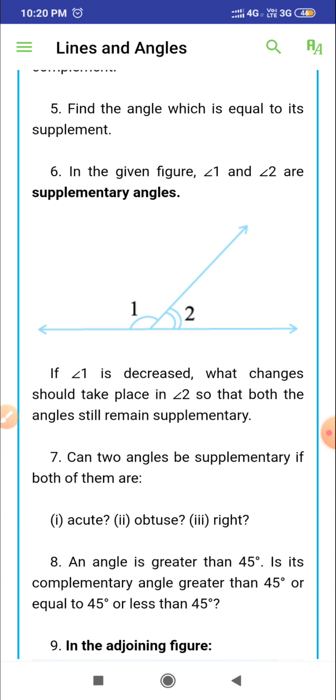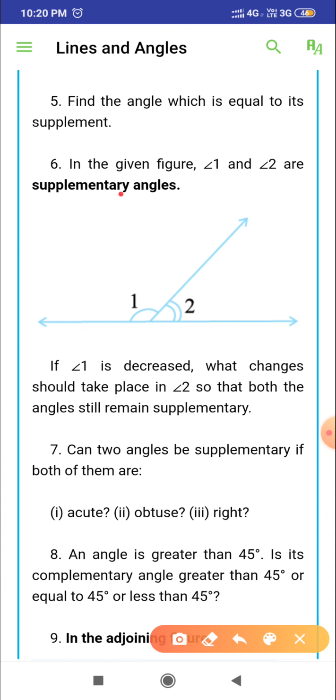Now if you decrease angle 1, then the measurement of angle 2 will increase. So what changes take place in angle 2? So we can write here, if angle 1 is decreased, then angle 2 is increased, so that both the angles still remain supplementary angles.